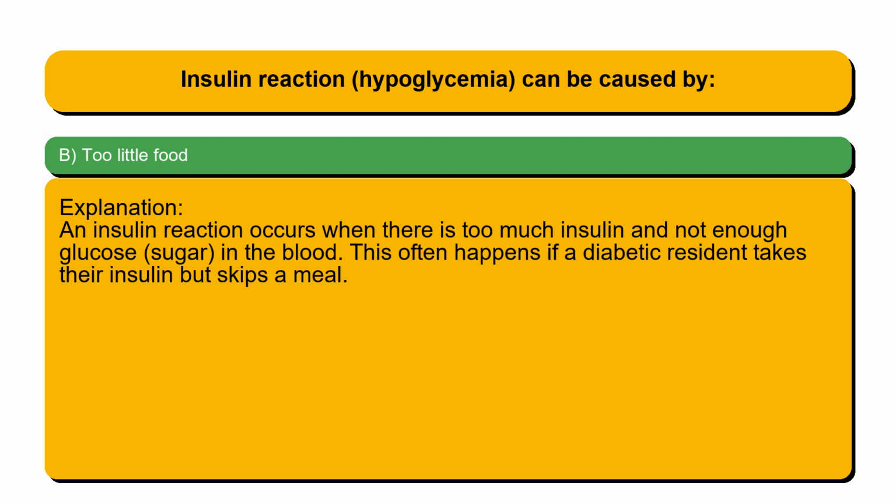An insulin reaction occurs when there is too much insulin and not enough glucose, sugar, in the blood. This often happens if a diabetic resident takes their insulin but skips a meal.